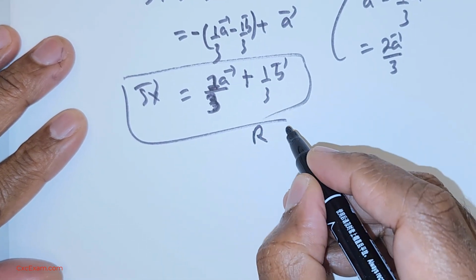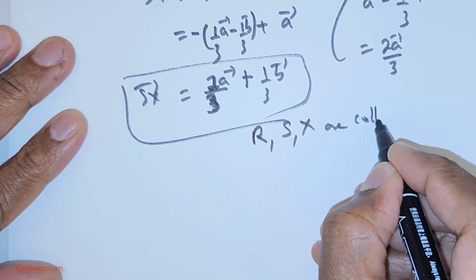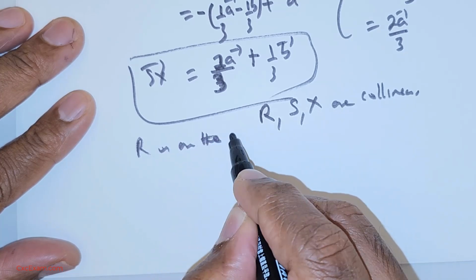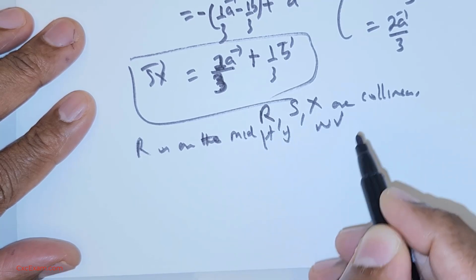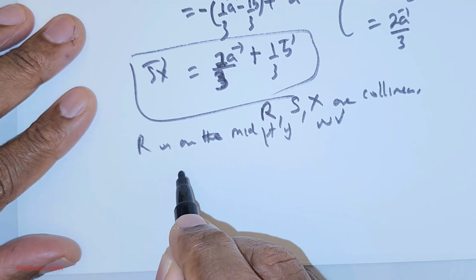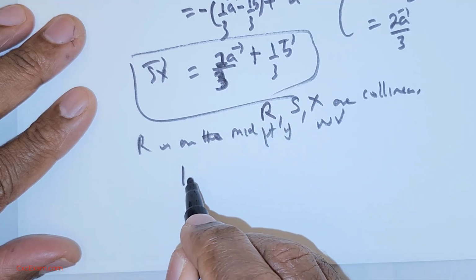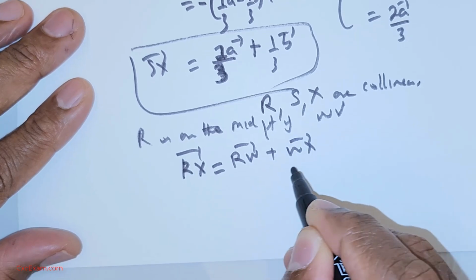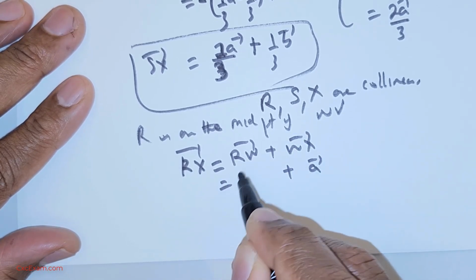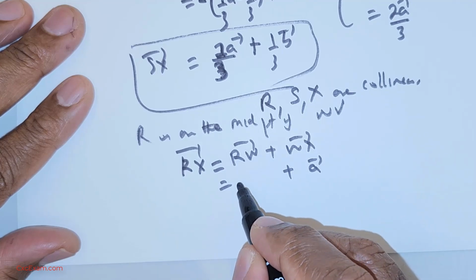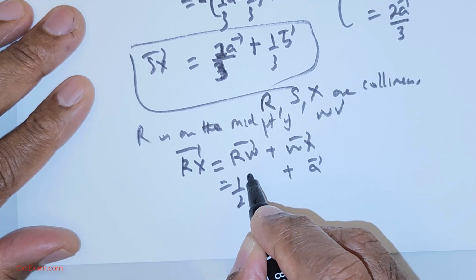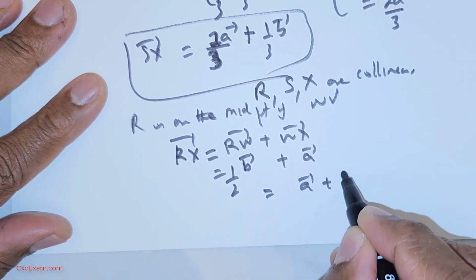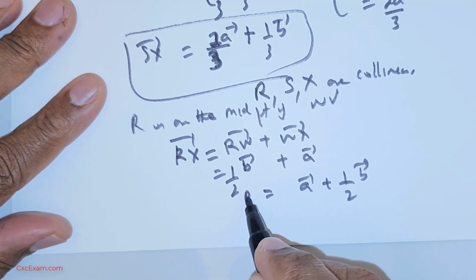Next we have to show R, S, X are collinear. Now R is on the midpoint of WV, so we can write RX vector as RW vector plus WX vector. Now WX vector is A vector, RW is nothing but half of B, right? So this is going to be A vector plus 1/2 B vector, which is RX vector.